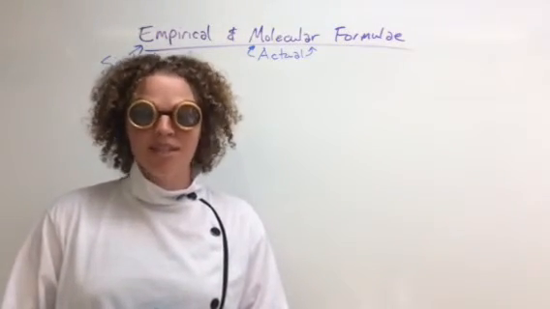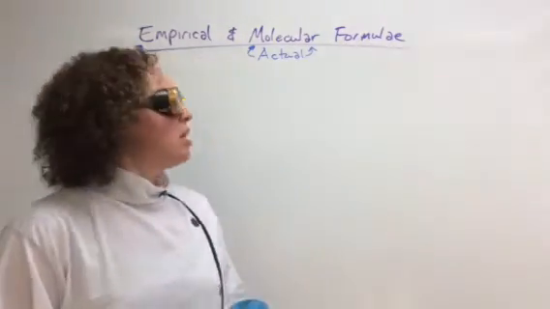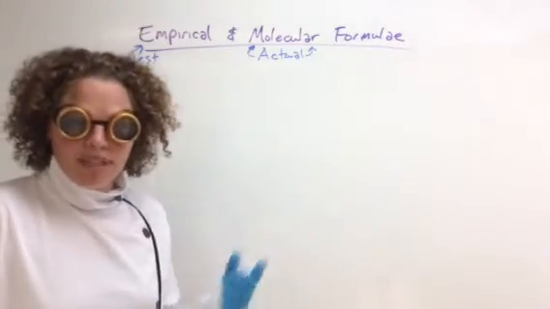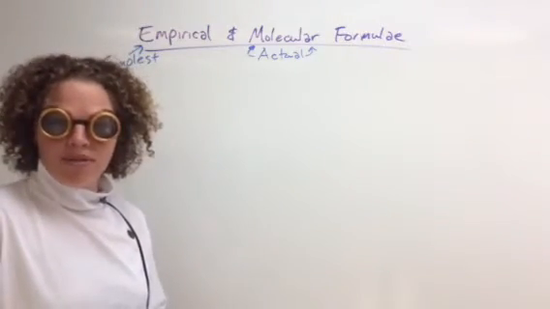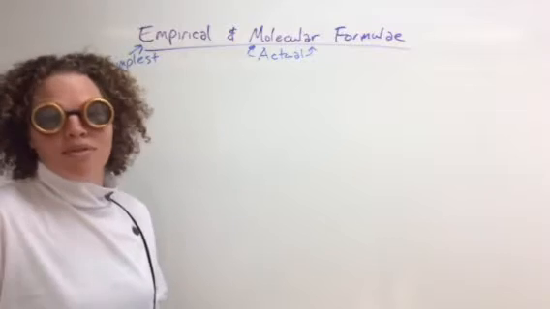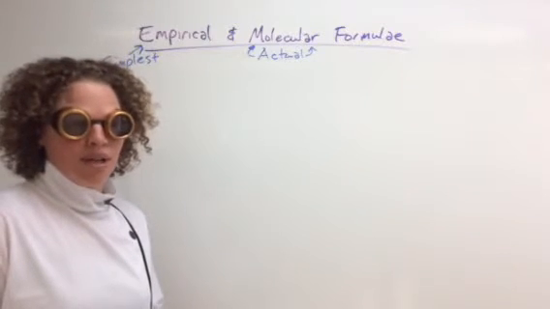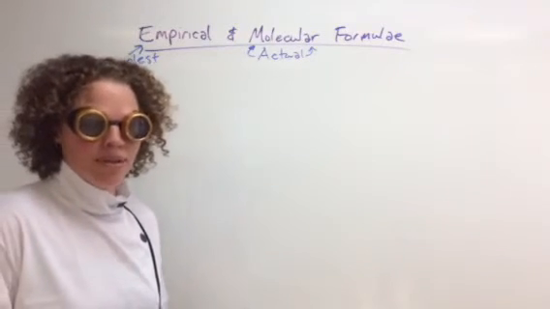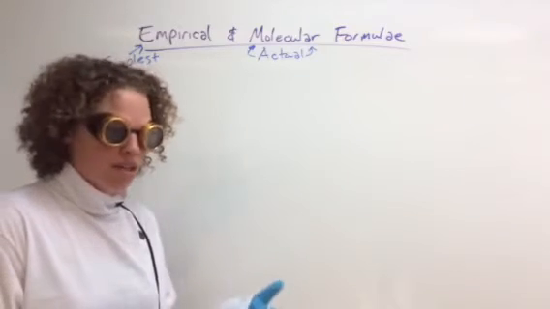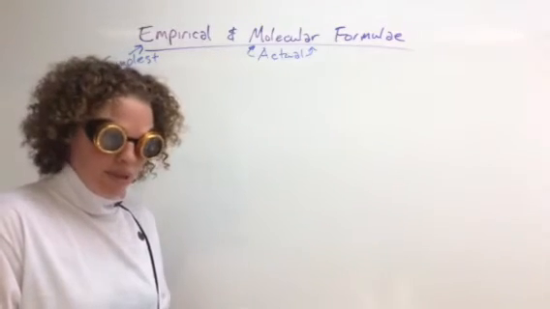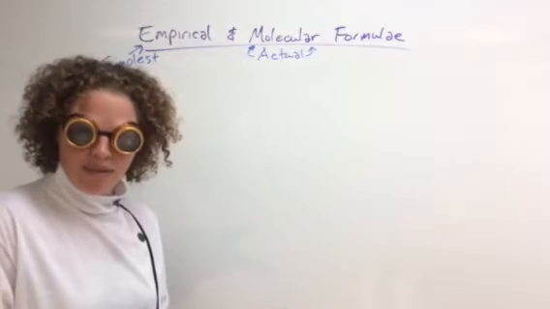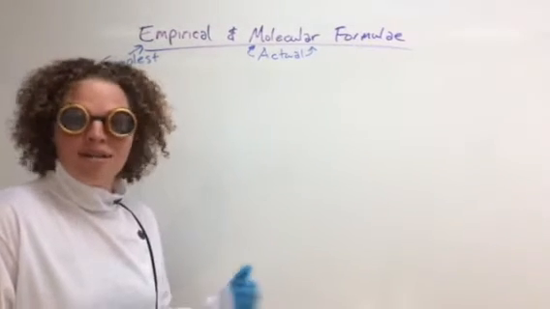Empirical and molecular formulae. Empirical formula is the simplest form of the formula. It's like if you reduced a fraction. So like if you had 4/8, it's actually a half. You might actually have 4 little tiny pieces that would have made up 8 if you had all of them, but it's still a half.